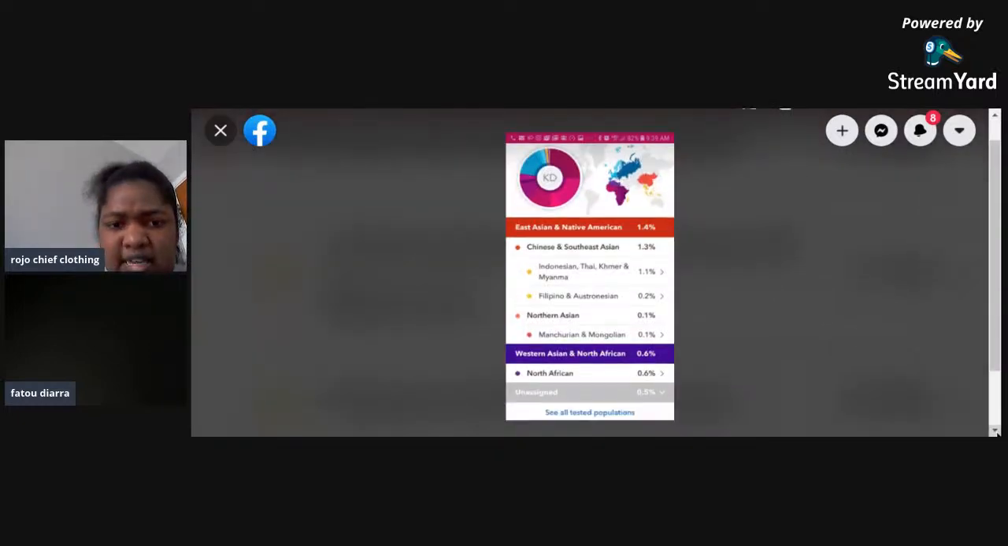It says East Asian and Native American 1.4, and it says Chinese and Southeast Asian 1.3, Indonesian, Thai, Khmer and Myanmar 1.1, Filipino, Austronesian 0.2. All that is Southeast Asian. That's all Austronesian DNA, and that's all that I'm demonstrating. She's American all the way.